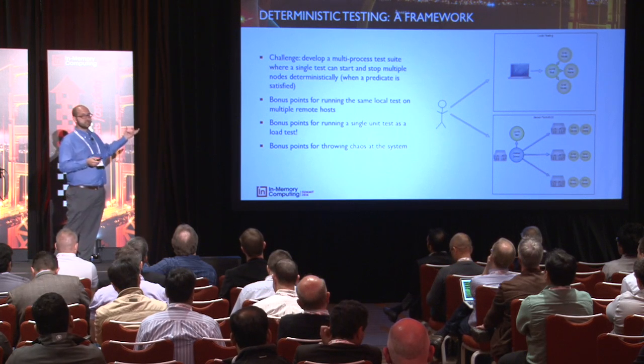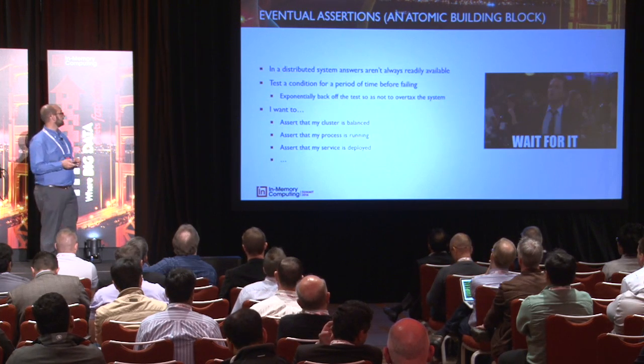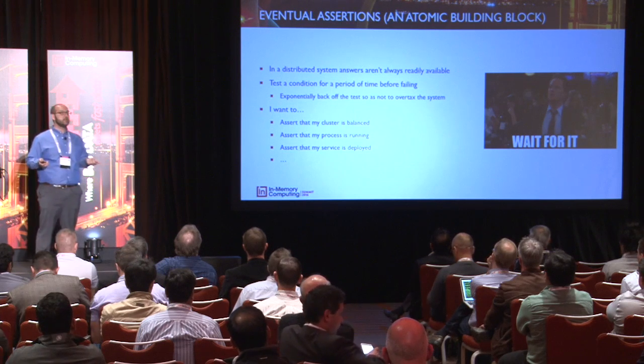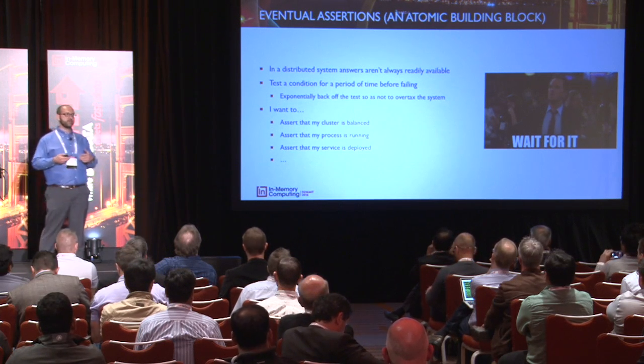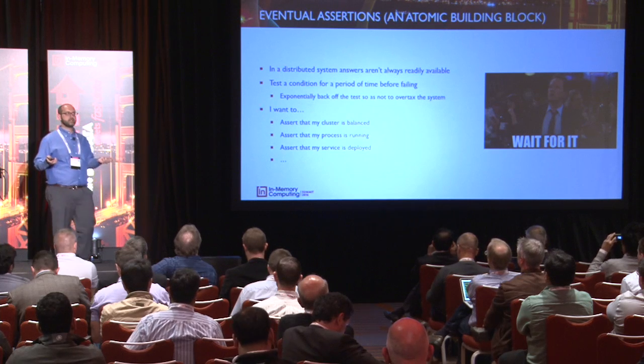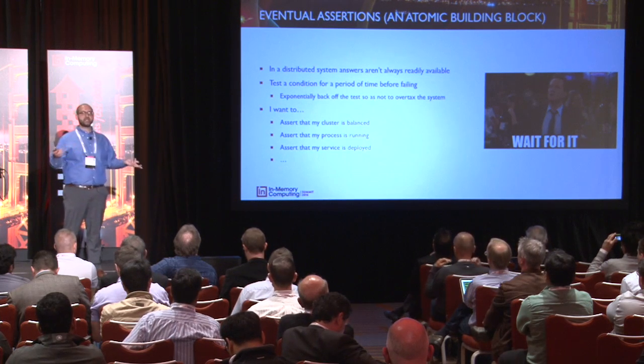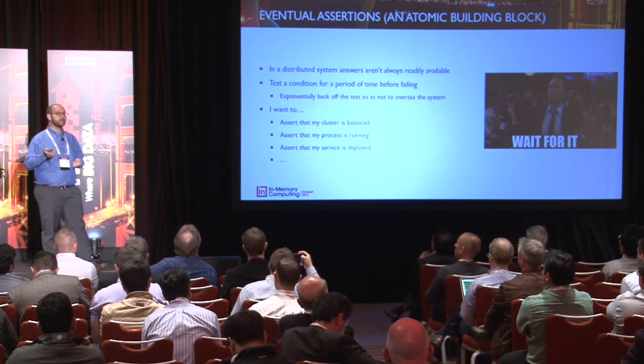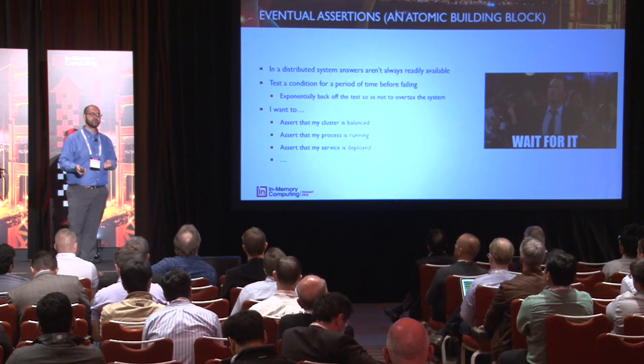And to get to a system that works like this, there are some atomic building blocks that we want to start to include in our design. And the first one is something that we called an eventual assertion. The idea here is, when you're testing in a distributed system, the answers you want are not necessarily there right when you want them.